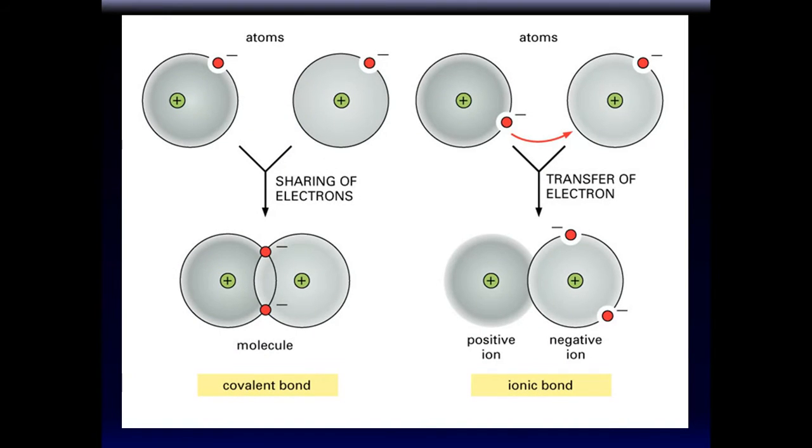So a covalent bond is when there is sharing of electrons. So here, hydrogen atoms come together and they share the electrons because between the two of them, their orbitals are full. And ionic bonds are when electrons are transferred from one atom to another atom. So covalent bond and ionic bond.